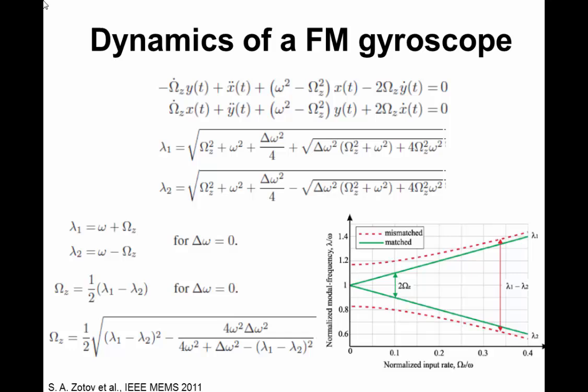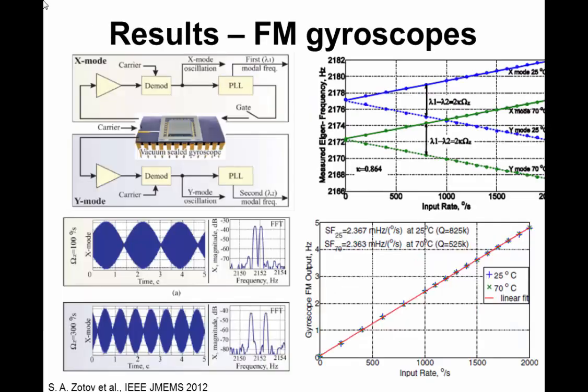So if you have a mode-matched configuration, then your scale factor is linear, and you've got the greatest sensitivity to rotation rate. But in the mode mismatch configuration, unless you're at very high rotation rates, rates that are comparable to the resonant frequency of the devices, you don't see significant sensitivity. So in fact, these are preferentially operated in a mode match configuration.